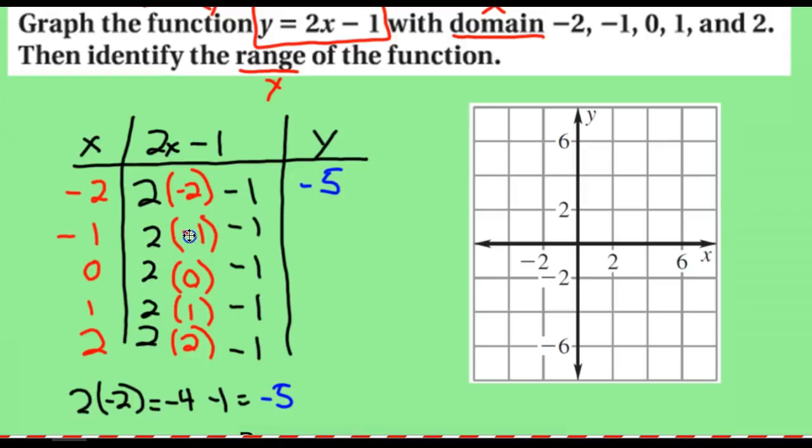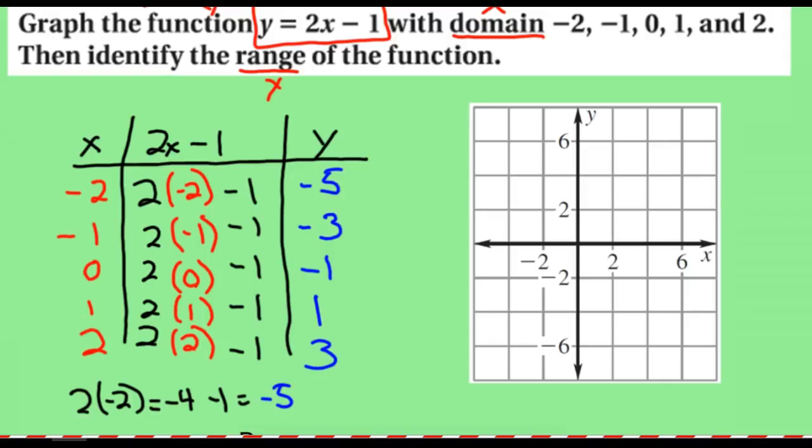So 2 times -1 is -2, minus 1 is -3. 2 times 0 is 0, minus 1 is -1. 2 times 1 is 2, minus 1 is 1. 2 times 2 is 4, minus 1 is 3. So we have our table filled out.